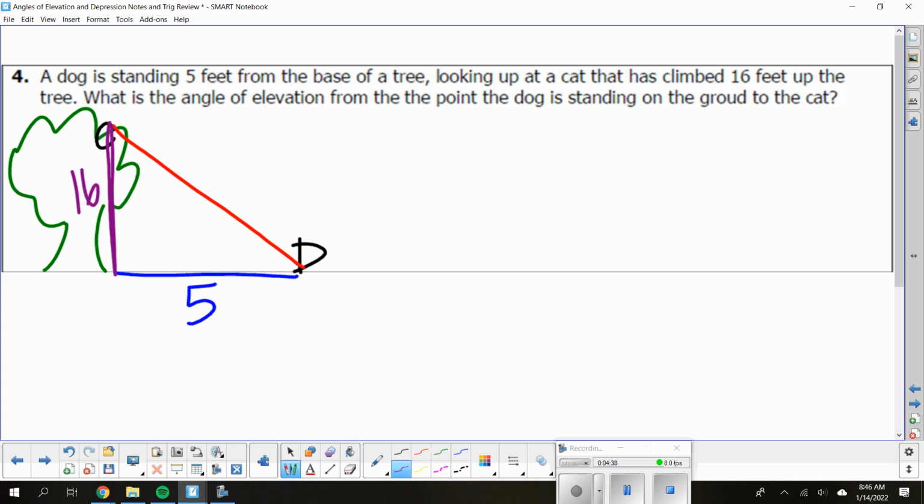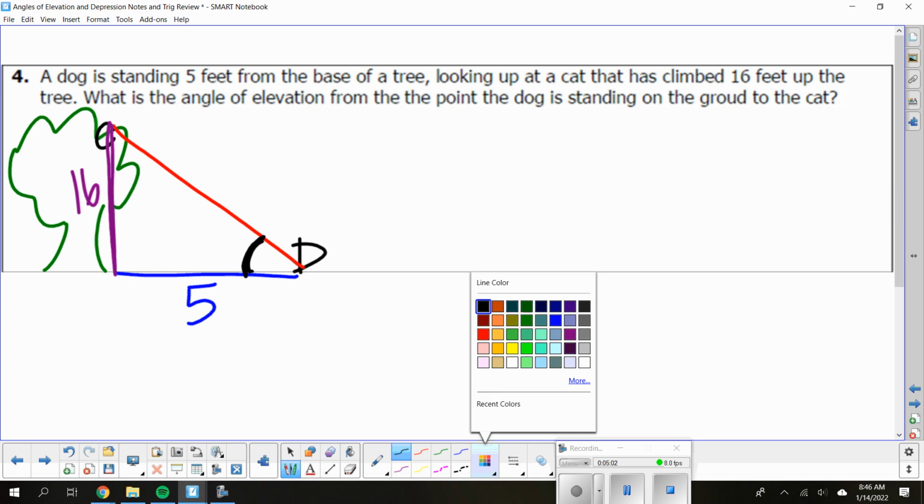What is the angle of elevation from the point the dog is standing at on the ground to the cat? So where my dog is looking up. So again, that's formed by my diagonal line of sight for my dog, which is my red one, and my horizontal line, which is my blue. So I want to know this right here. Okay, well, in order to do that, I'm going to have to use my inverse.